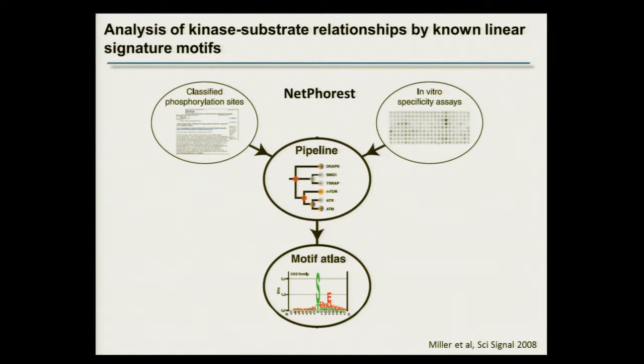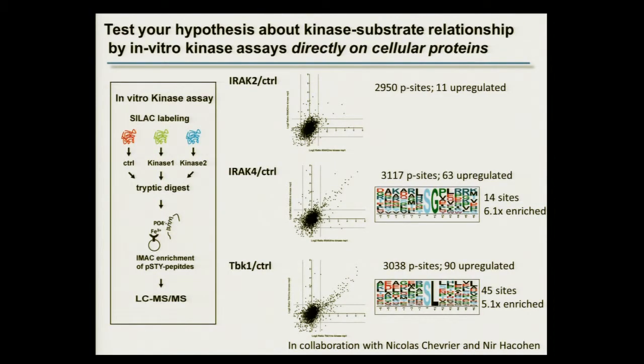And what NetPhorest does is it also gives you a score of the goodness of your fit to a certain kinase. This works pretty well in some instances, but there are also problems, because some kinases that are unrelated have overlapping linear signature motifs, and therefore it's nice to test your hypothesis also in a direct assay.